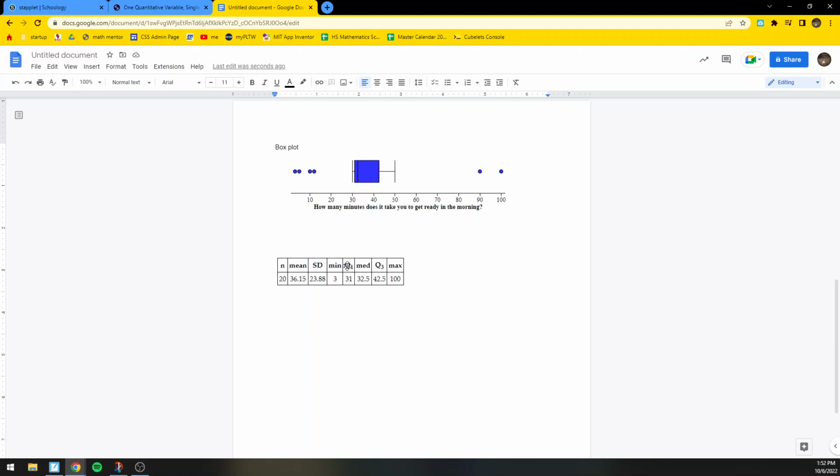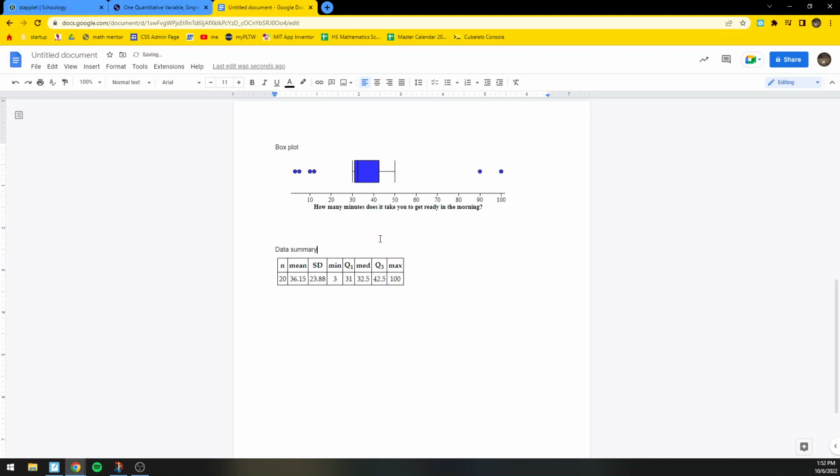But minimum was minimum. Q1, remember, that was the beginning of the box. Median was the middle of the box. Q3 was the end of the box, and max was normally the end of the whisker, but here it's up here because I had a couple people that take a very long time to get ready in the morning on my pretend survey. But again, you're going to do it for real. It's so much more interesting if you do it for real. So this is my data summary.